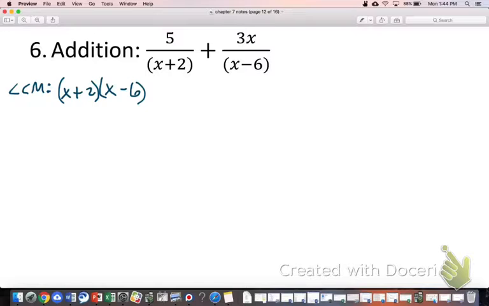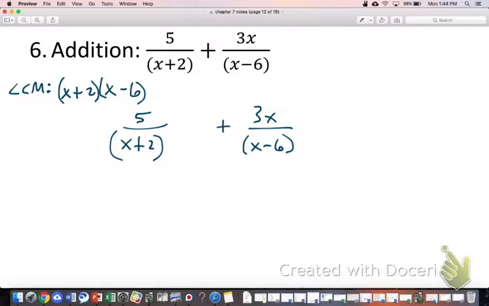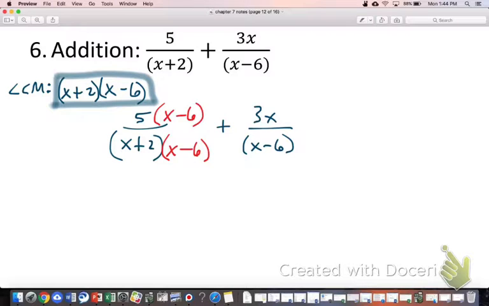So, when we go to actually do this, let's think about how this will look. If my goal is to have this as my denominator, for the first fraction, what would I have to multiply by? Isn't x minus 6 the thing that's missing? So I'm going to multiply the first fraction's denominator by x minus 6, and the numerator also, times x minus 6. For the second fraction, what would I need to multiply by?